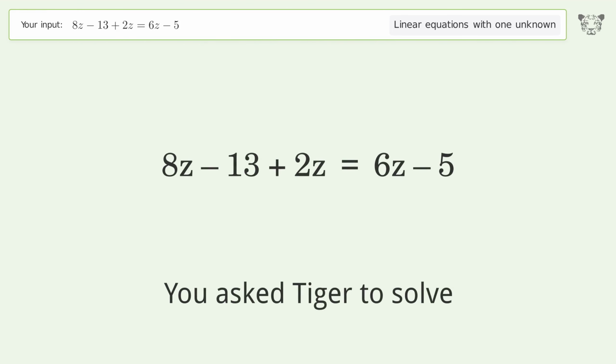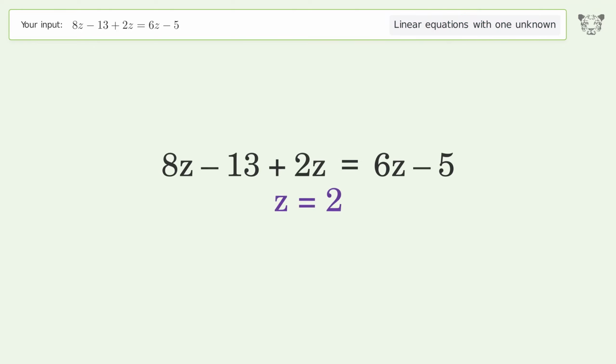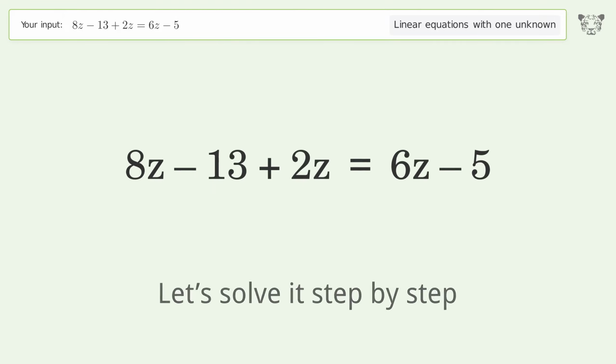You ask Tiger to solve this. It deals with linear equations with one unknown. The final result is z equals 2. Let's solve it step by step.